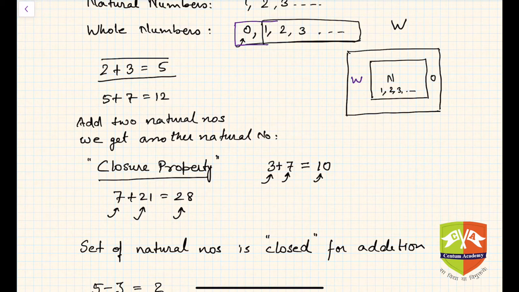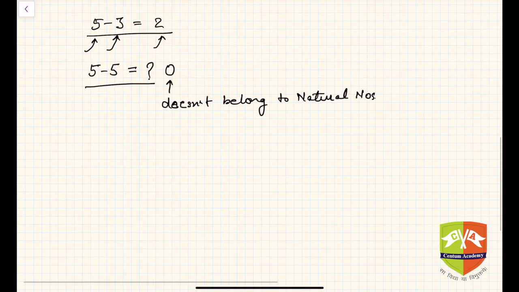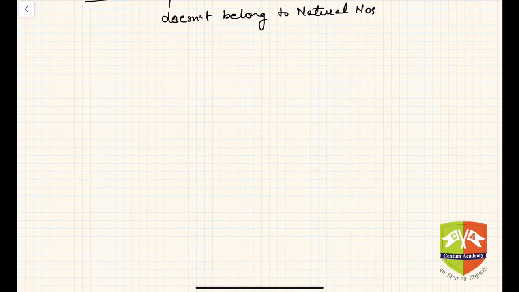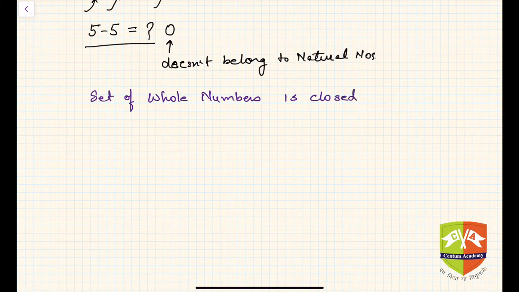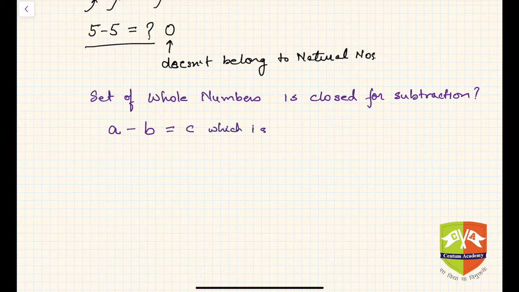So now I assume that you have understood the concept of natural numbers and whole numbers. Does this mean that the set of whole numbers is closed for subtraction? Is this statement true? What does it mean? It means that if you choose a whole number A and another whole number B and you subtract them, will you get C, which is always a whole number? Really not, right?